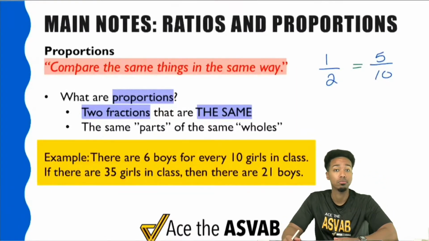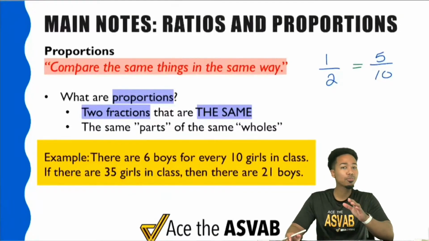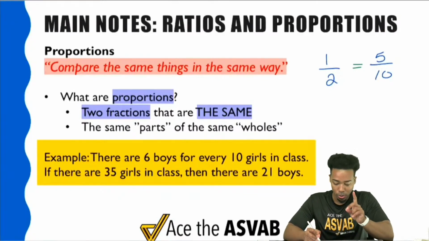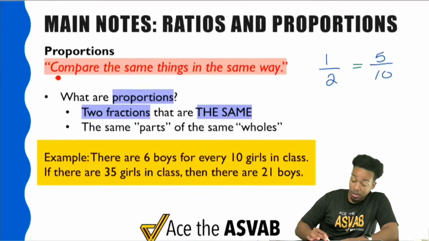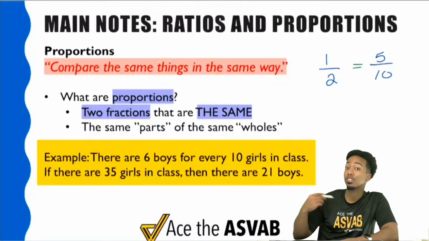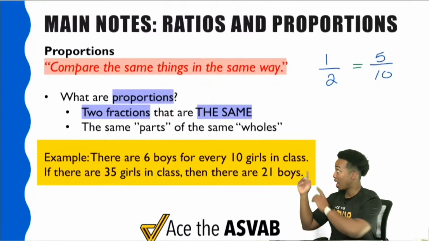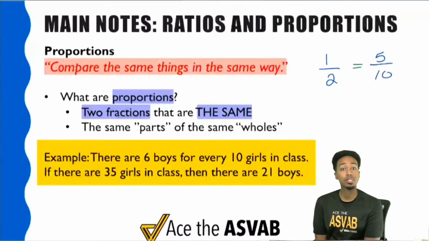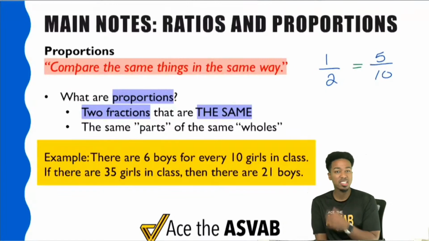And that's a proportion. That's it. That's all a proportion is. Two fractions that mean the same thing. And I hope that you start seeing that when I say two fractions that mean the same thing, compare the same things in the same way is going to start coming into play. We are basically saying, in fraction math world, the comparison between the top and the bottom of the fractions are the same. If you divide them out, you get the same answer.